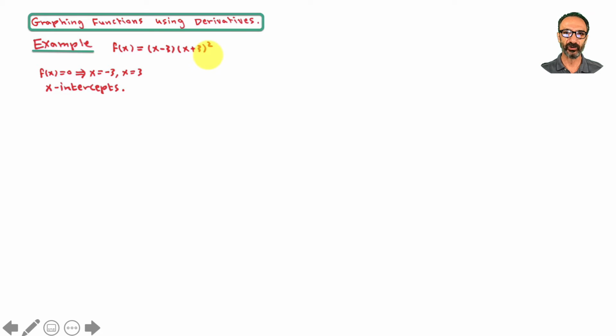If you could do it, do it. If it's too hard, it's fine. Usually when we graph by hand, we do the best that we can and identify concavity, increasing, decreasing, and we'll move on. But it doesn't hurt when you have this to do the x-intercepts first.